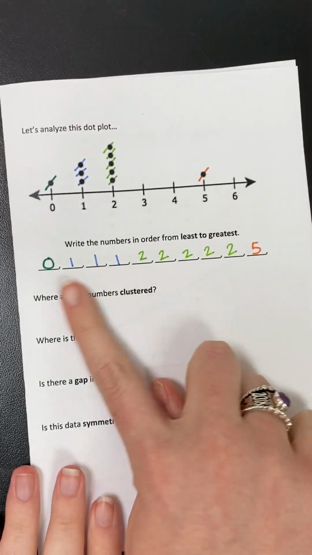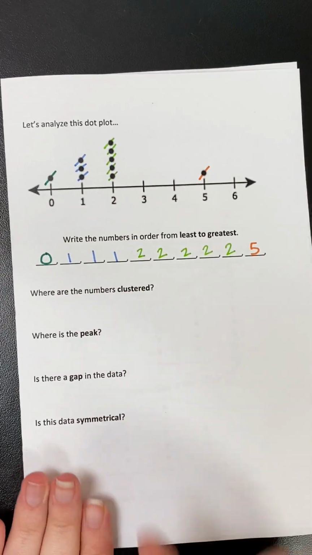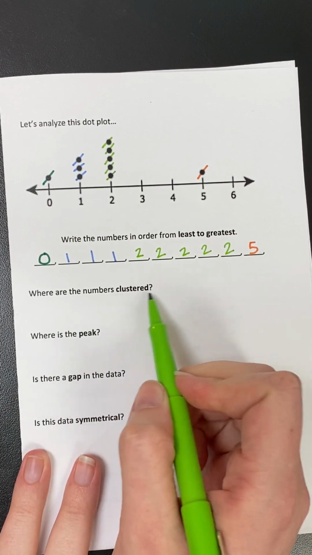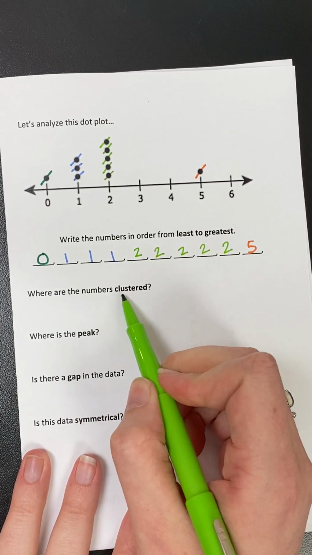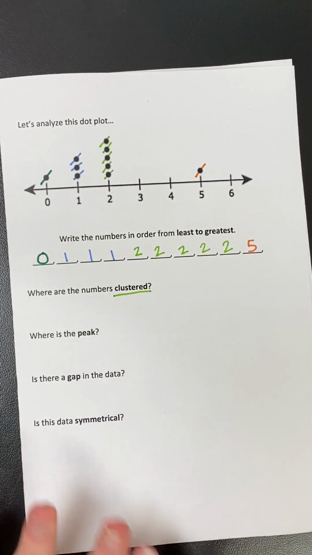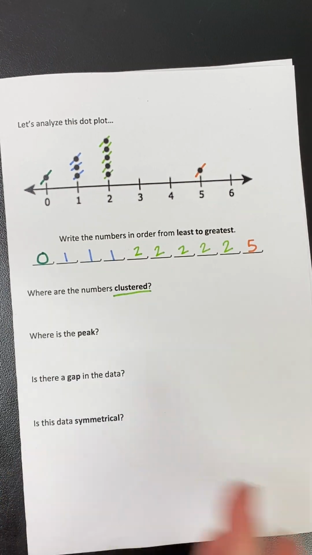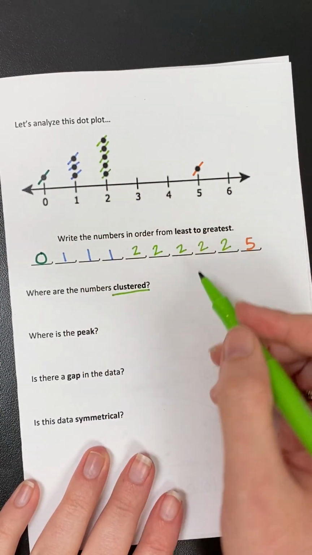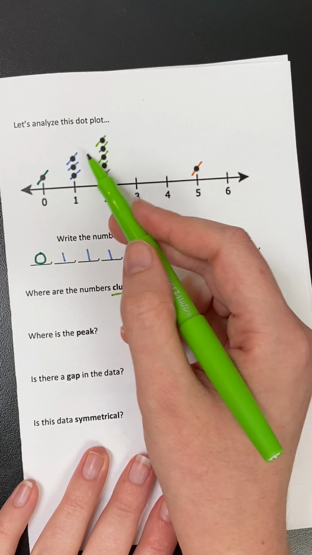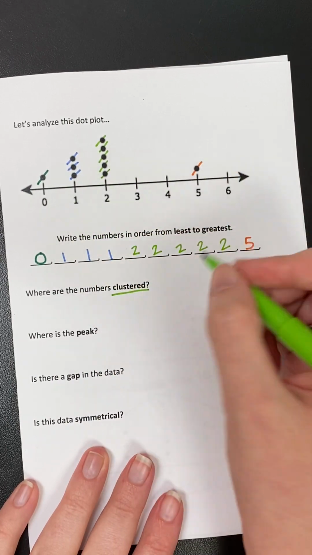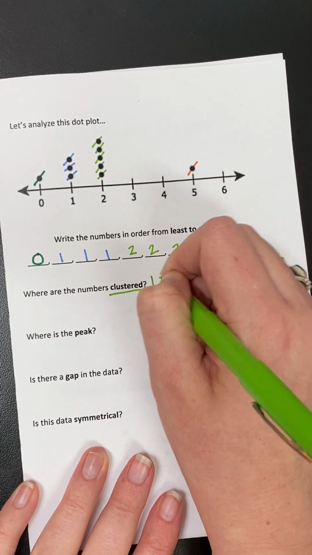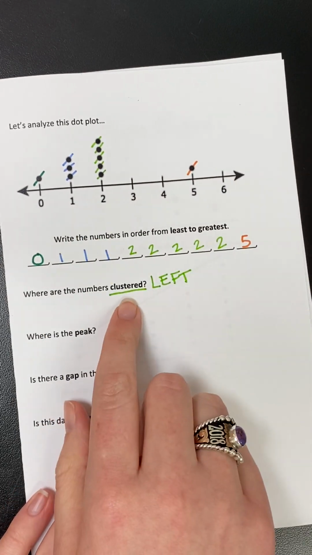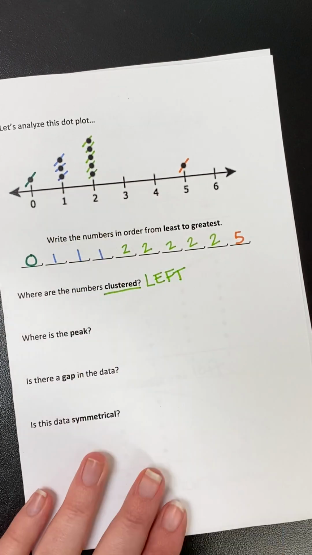So now that I have my list and my dot plot, I can answer my questions. It says, where are the numbers clustered? Okay, so that is the same thing as saying which side are most of my numbers on? Are they on this right side or the left side? So most of my numbers are over here. So looking at this number line, they are all mostly on the left side. So if it asks about clusters, it wants to know which side they are on.